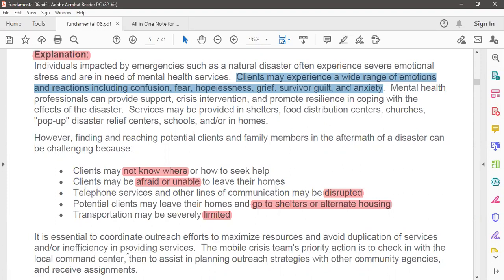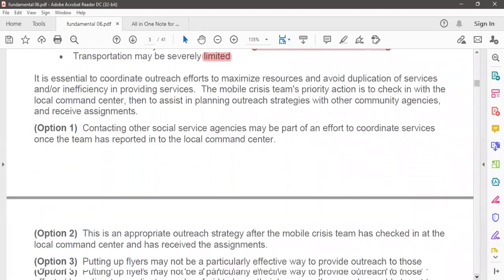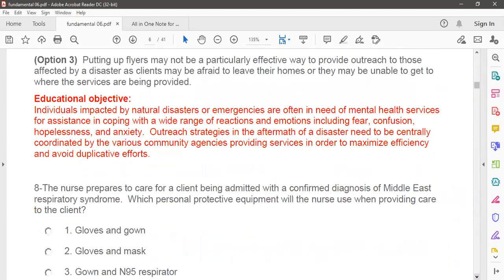The mobile crisis team's priority action is to check in with the local command center, then to assist in planning outreach strategies with the other community agencies. So the first priority is the command center, then community agencies. So what are the educational objectives?